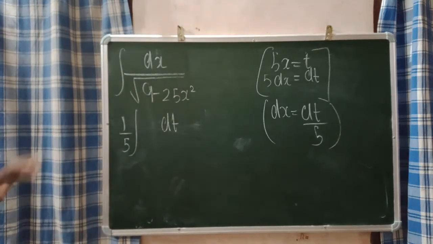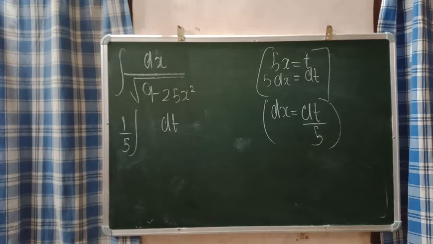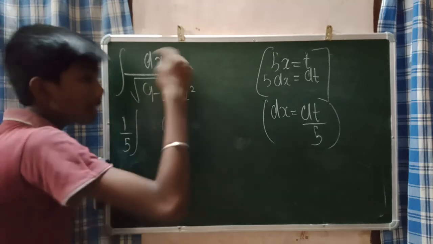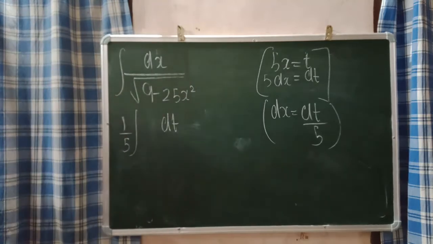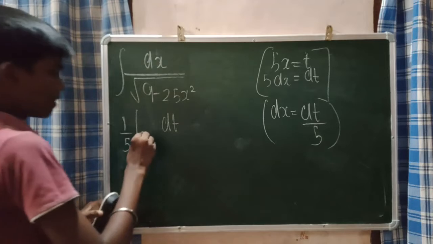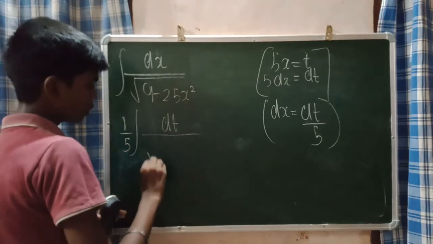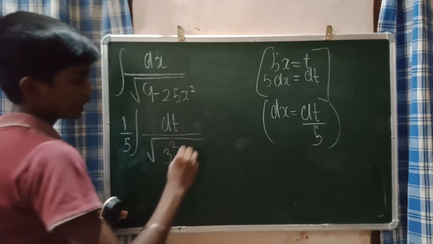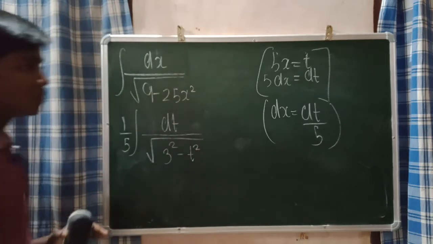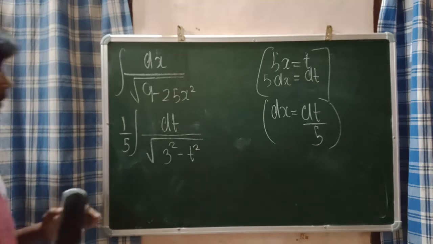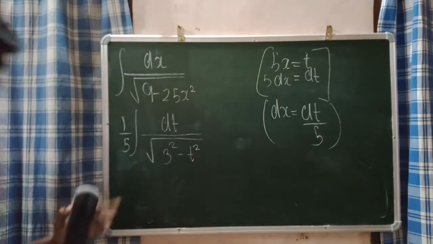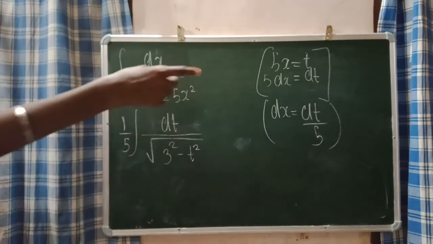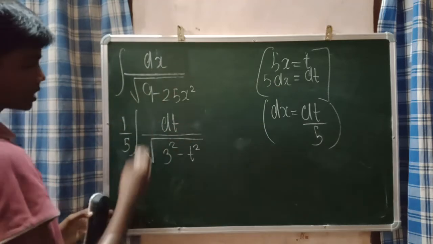So 1 by 5 into integral of dt, because we know that dx is dt by 5. So integral of dx will be integral of dt by 5. I took that 1 by 5 outside because it's a constant. Then divided by root of 9, I can write it as 3 square. Then minus 25x square is nothing but t square, because here 5x is t, so 25x square will be t square, because 5x whole square is 25x square. So I wrote this 9 as 3 square.